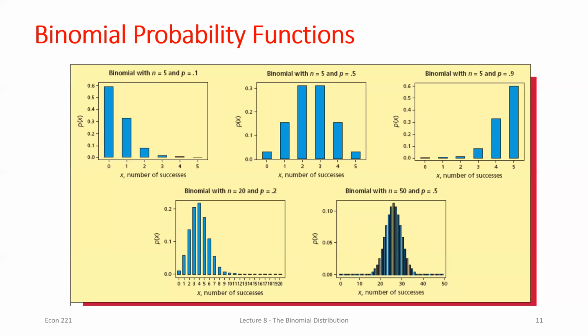And notice even the most likely outcomes now have probabilities of only 0.2. And then if we go to an even higher number of trials, those most likely outcomes still only have probabilities of about 0.09.